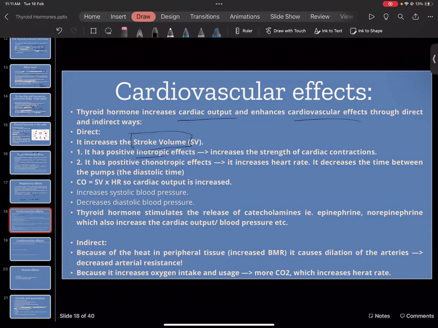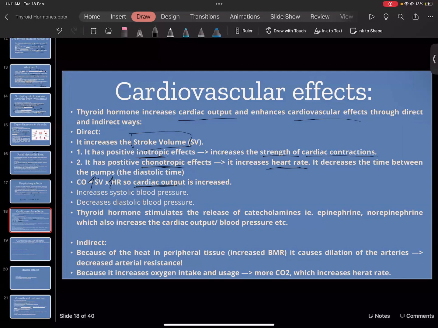And it has a positive inotropic effect. Of course, I don't know what inotropic means either, but I put the meaning here: it increases the strength of cardiac contractions. It has a positive chronotropic effect, which means it increases the heart rate, and basically it increases the cardiac output because the heart rate is increased and the stroke volume is increased, so the cardiac output has to increase. Increases systolic blood pressure, decreases diastolic blood pressure.